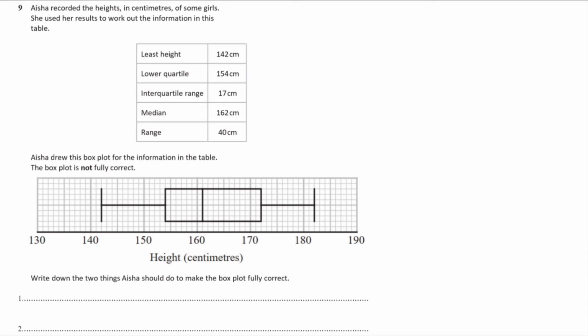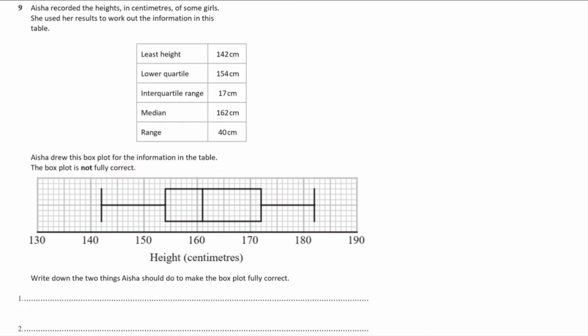She used her results to work out the information in the table. Least height was 142, lower quartile was 154, interquartile range was 17, median was 162, range is 40. Aisha drew this box plot for the information in the table. The box plot is not fully correct. Write down 2 things that Aisha should do to make the box plot fully correct.